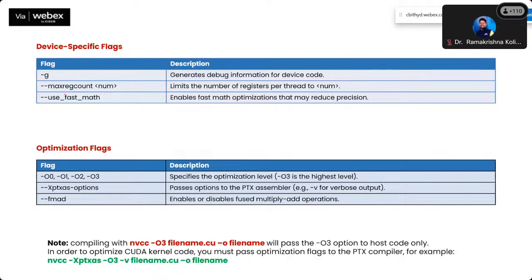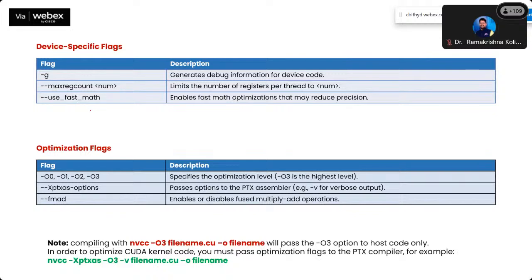The next flag is max register count with a number. If you want to limit the number of registers per thread, you can specify the number, and that number of registers will be used per thread. Generally we don't do this. But if you are an advanced programmer and you have a complete understanding of your algorithm and the threads you are launching, and you know how many registers are required for a particular thread to execute the operation successfully, only then should this be used. Otherwise we don't use this.